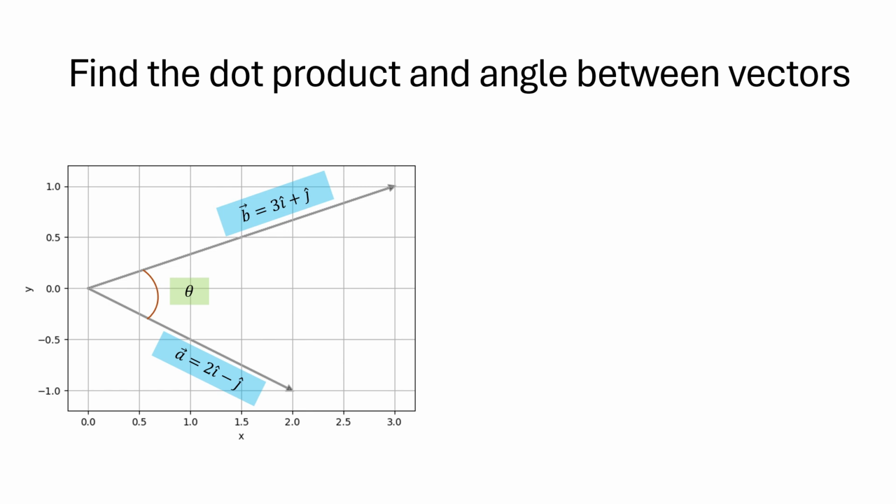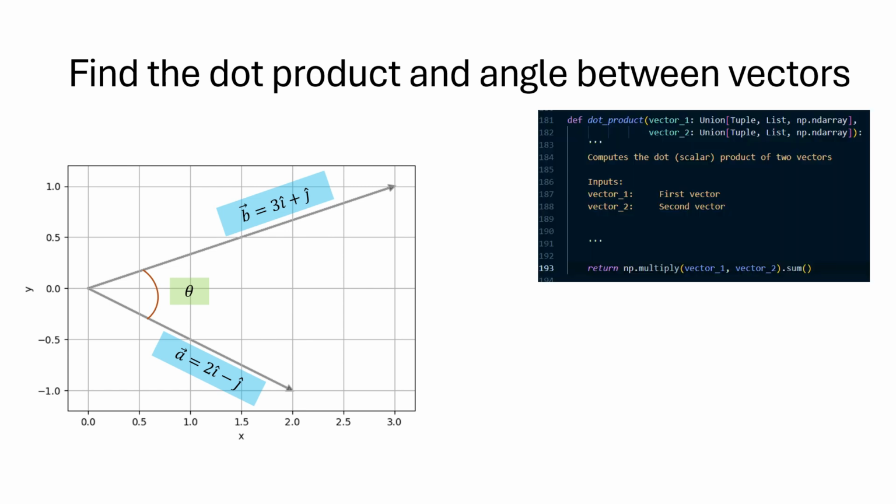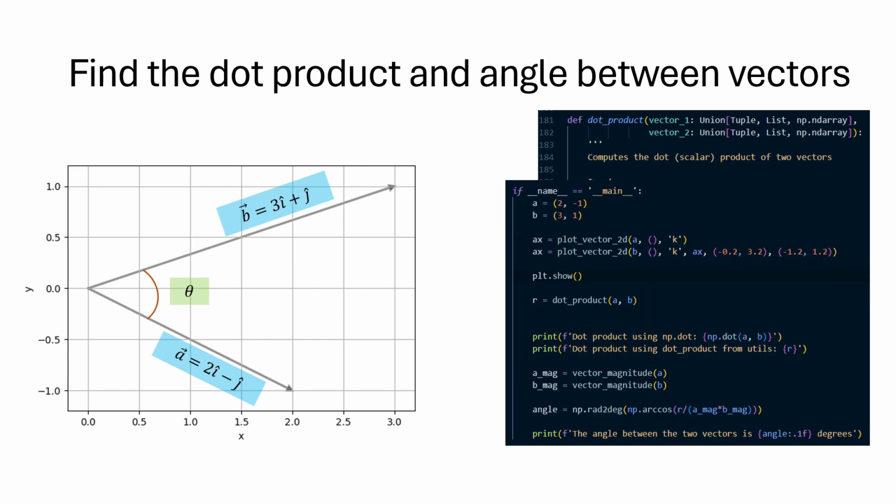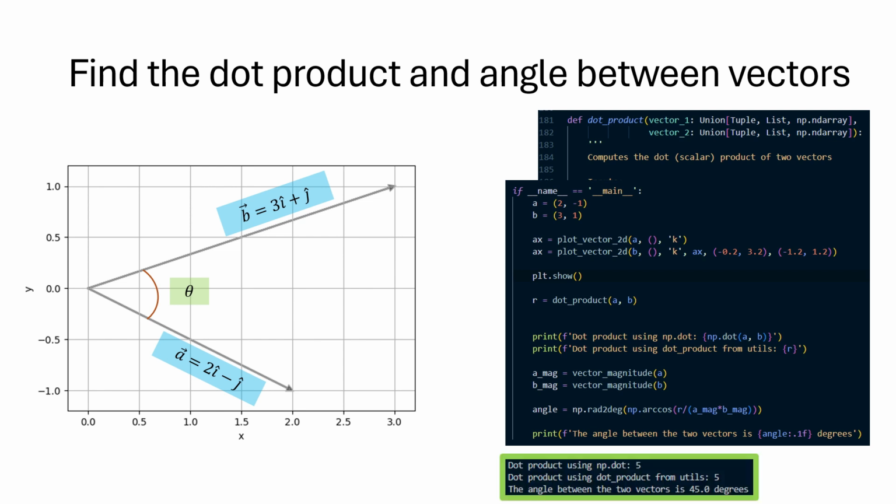Although the NumPy library has a function called dot that computes the dot product of two vectors, we'll write this dot_product function, where we compute the dot product by taking the sum of the element-wise products of these two vectors. Then we call this dot_product function and also verify the result using the dot function from the NumPy library. In both cases, the result is equal to 5.